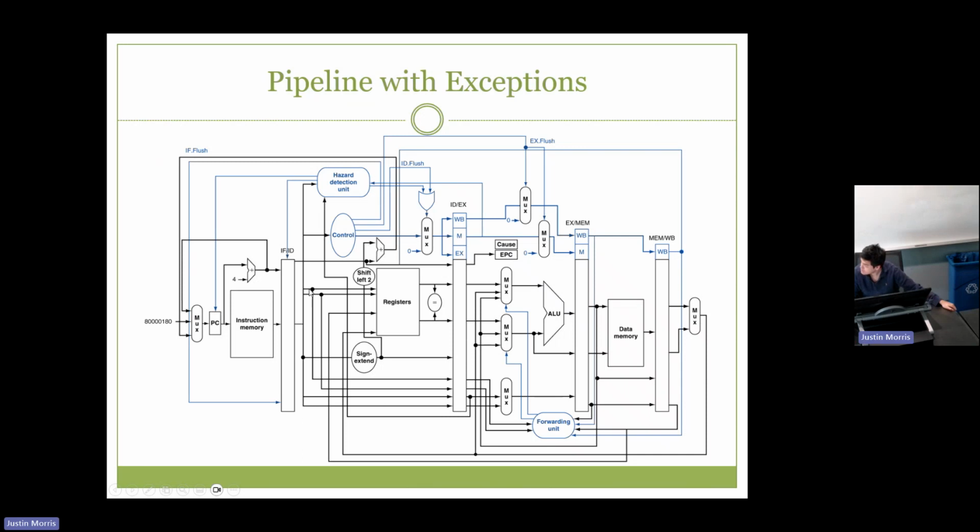So this is our pipeline data path. Right? This has everything that we have talked about. We have moved the branch instruction to decode stage as a last class, right? And before that, we added these forwarding units, hazard detection unit. And now what we're adding is, here's our address of the handler, right? So we can change PC to that based on if we have some exception or interrupt.